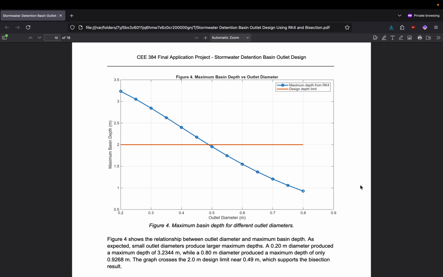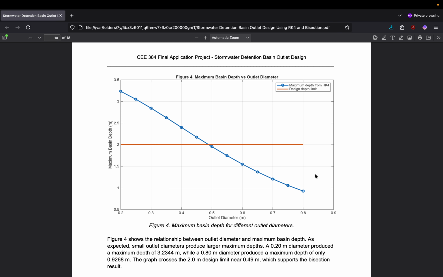The diameter sweep graph supports the expected trend. Smaller outlet diameters cause larger maximum basin depths, while larger diameters reduce the maximum depth. For example, a 0.2 meter diameter produced a depth of 3.2 meters, while a 0.8 meter diameter produced a maximum depth of 0.93 meters. The graph crosses the 2-meter design limit near 0.49 meters, which matches the bisection result.